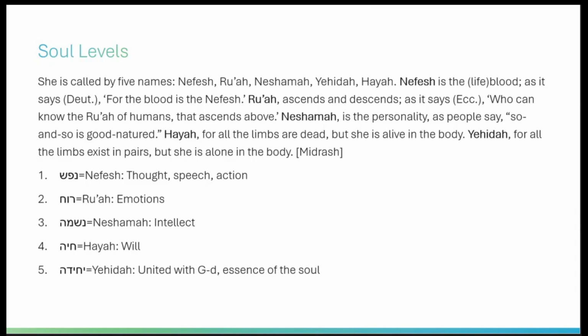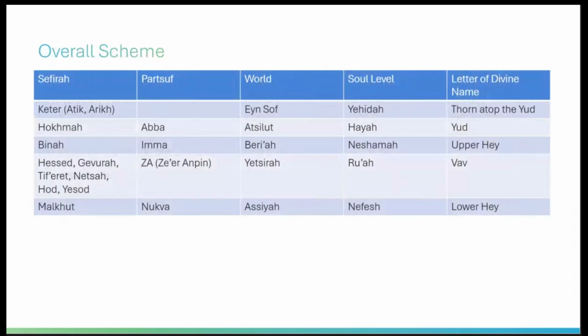Okay, so as you may have already perceived, there is a correlation between all of these different schemes that we've been talking about. So we have the Sefirot: Keter, which consists of Arich and Atik, Chochmah, Bina, Chesed, Gvura, Tiferet, Netzach, Hod, Yesod, and Malchut. And those then correlate to the Partzufim. Chochmah is the Partzuf of Abba, Bina the Partzuf of Ima, Chesed through Yesod the Partzuf of Zeir Anpin, and Malchut the Partzuf of Nukva.